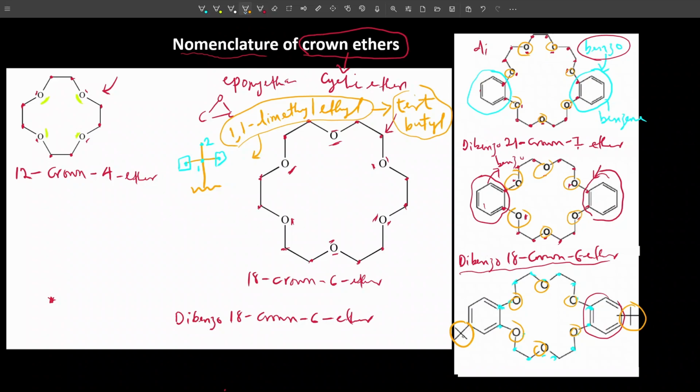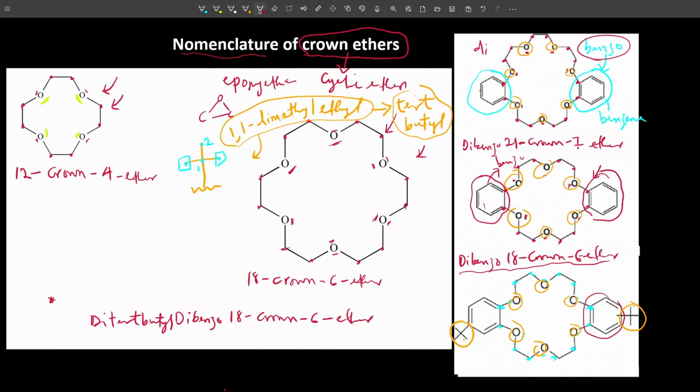So how many tert-butyl groups do we have here? We have two. So we can call this di. We call this di-tert-butyl, since we have two tert-butyls attached. So this crown ether here is called di-tert-butyl dibenzo 18 crown 6 ether. So you can see that different crown ethers have different sizes. This is kind of smaller and this is kind of larger.